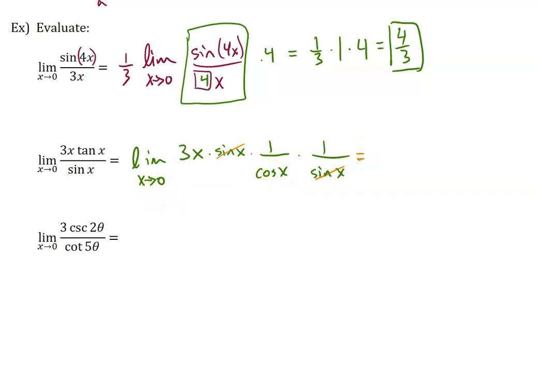I don't have any problems at 0 anymore. So in this case, I did not have to use the theorem. Just because you see sine doesn't mean you have to use the theorem. In this case, the signs cancel, but I'm going to plug 0 in and have 3 times 0 times 1 over cosine of 0 is 1, so I end up with 0.